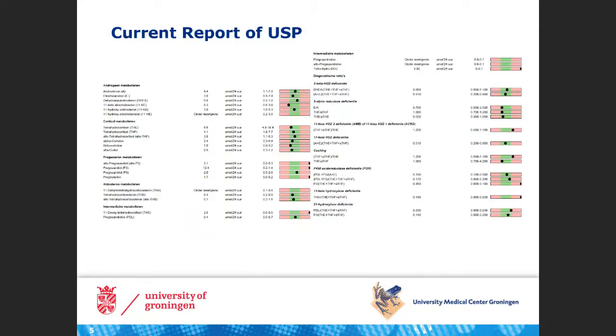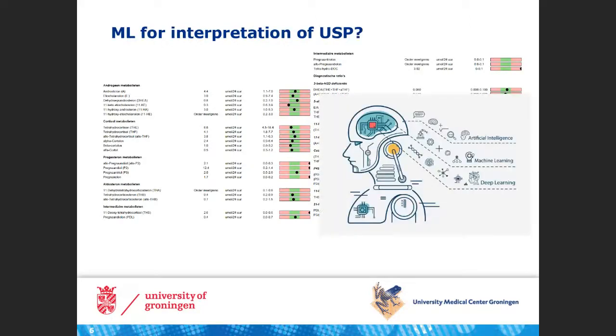This is an example of the way we are currently reporting the results of those urine steroid profiles. We report the excretion of the individual hormones, as well as a couple of diagnostic ratios, and we interpret these results manually. However, we were wondering whether we could develop a machine learning model that could aid in the interpretation of these urine steroid profiles.